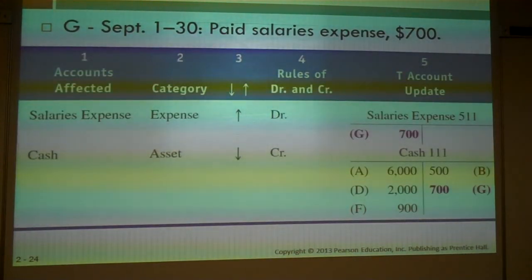Here's what it looks like. Now, in double entry accounting, which one goes first? The debit. And when we start recording it in the journal, the debit's always going to go first.